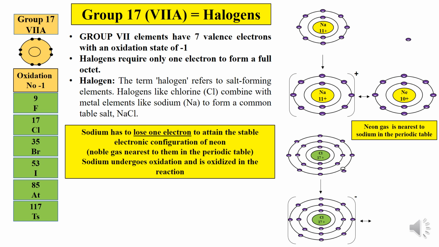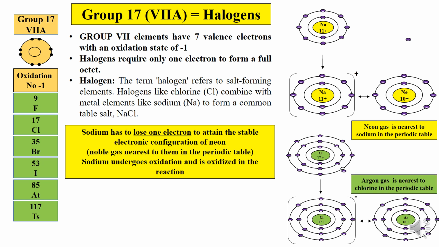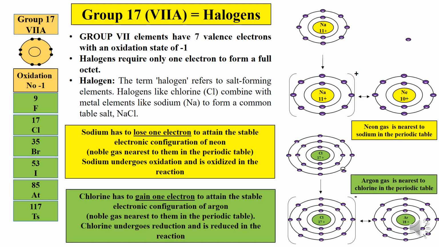And what is the driving force for the formation of the chloride ion? It is to attain the stable electron configuration of argon. Argon is the noble gas nearest to chlorine in the periodic table. So chlorine has to gain 1 electron to attain the stable electronic configuration of argon, the reason being the noble gas nearest to them in the periodic table. So chlorine undergoes reduction and is reduced in the reaction.